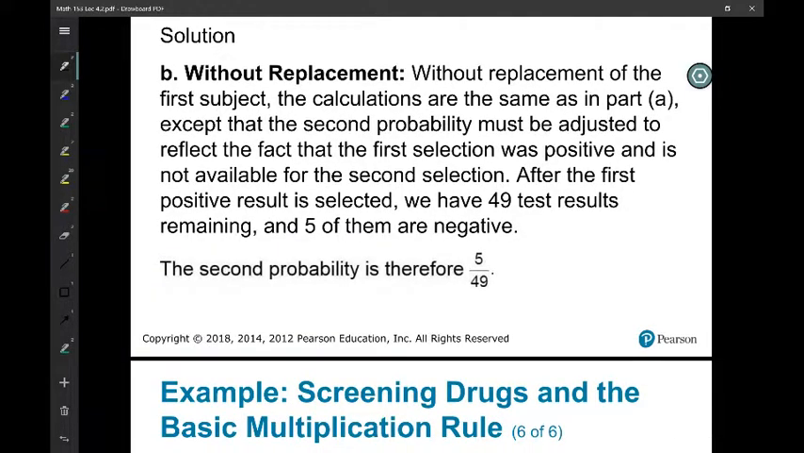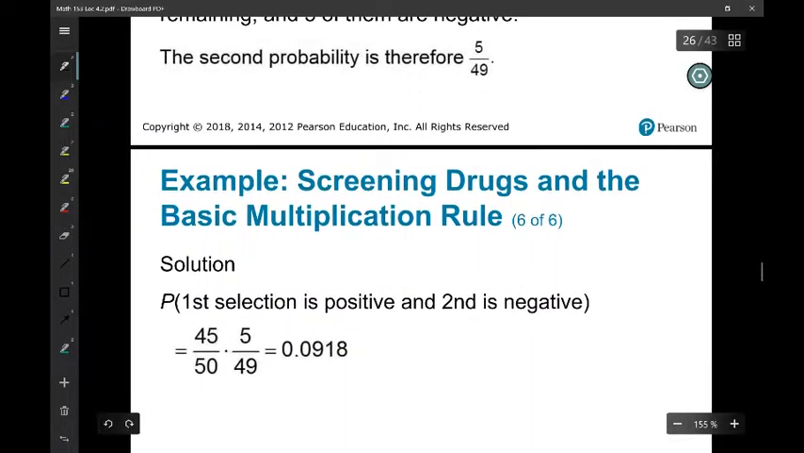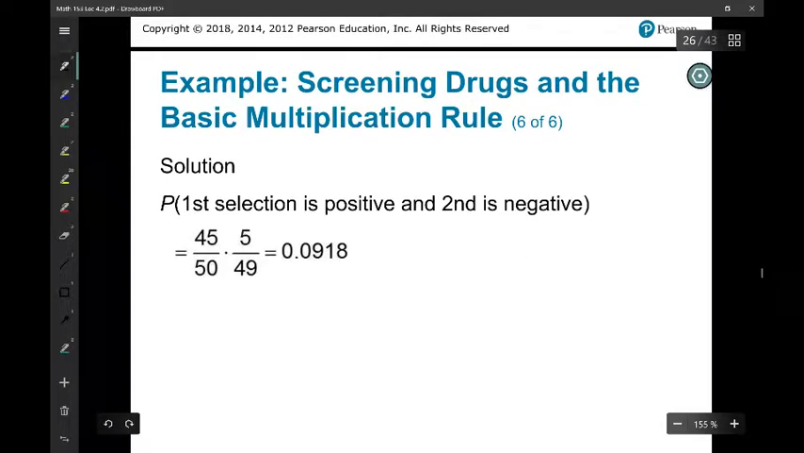So as we see here, the first selection is positive, same probability, 45 out of 50. But then without replacement, we have one less person in our pool, in our sample space. So, but there are still 5 drug users with a negative test result that could be drawn from that sample space. So it would be 5 out of 49, and then we multiply those probabilities together and we get 0.0918.